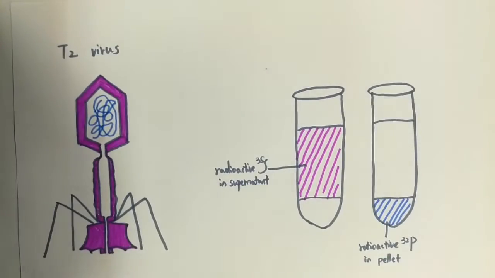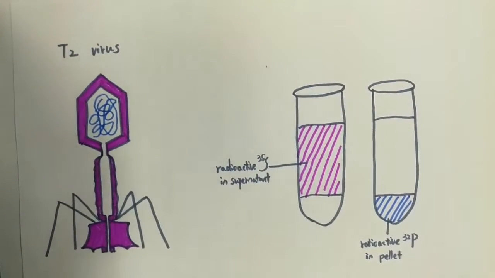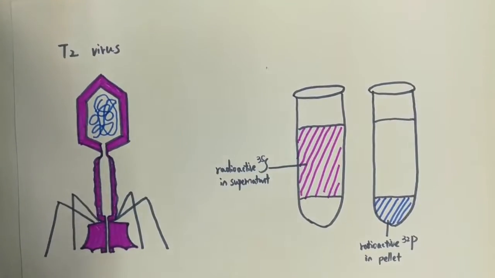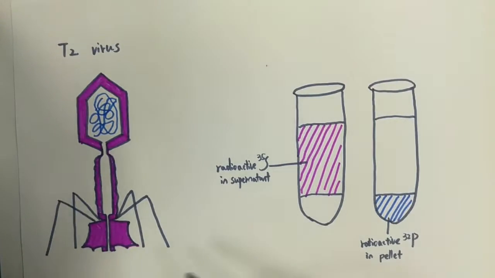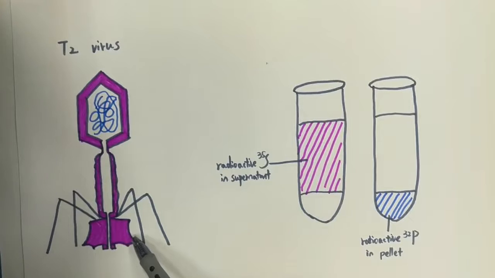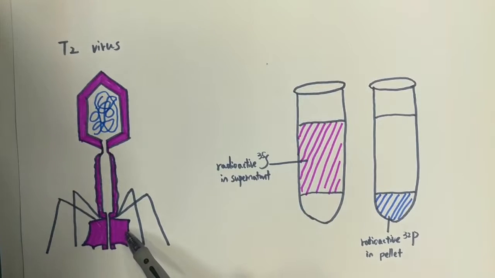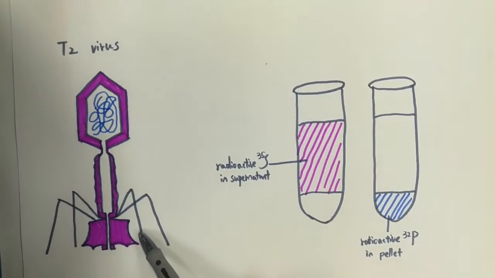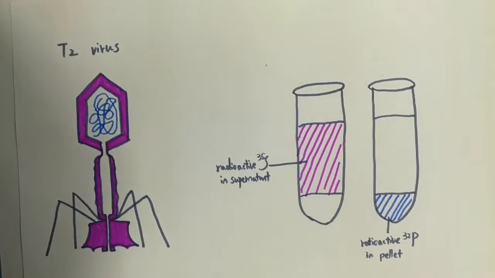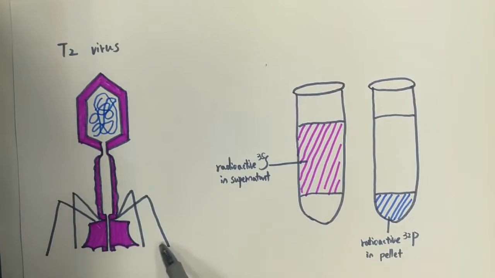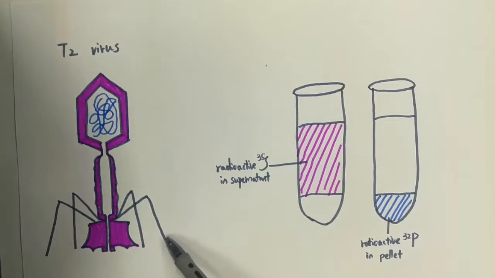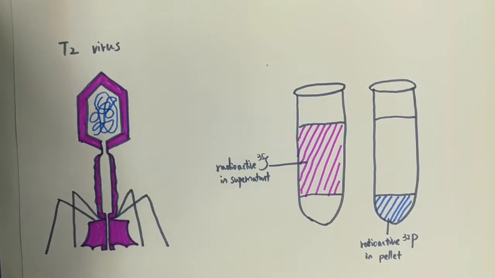The Hershey-Chase experiment provided evidence that DNA is the genetic material rather than protein. They used the feature of the T2 virus that the protein coat only contains sulfur, while the DNA only contains phosphorus. The experiment cultured two groups of T2 bacteriophage: one group was cultured in radioactive sulfur and another group in radioactive phosphorus.